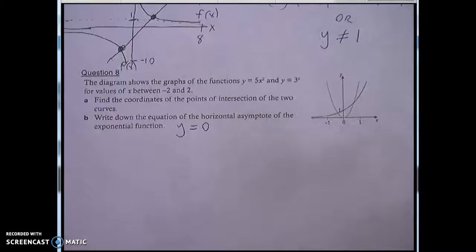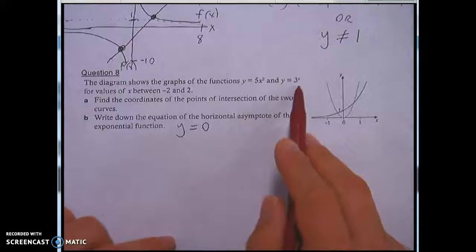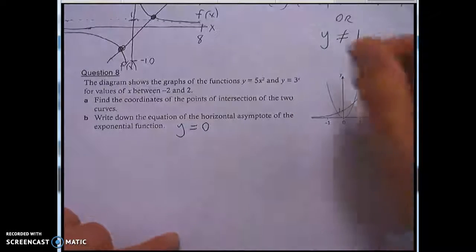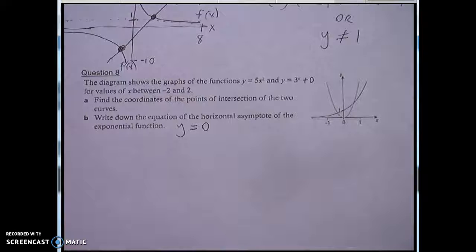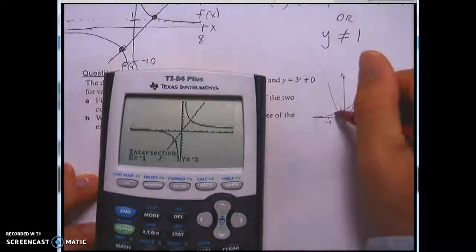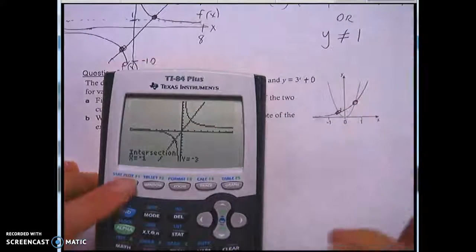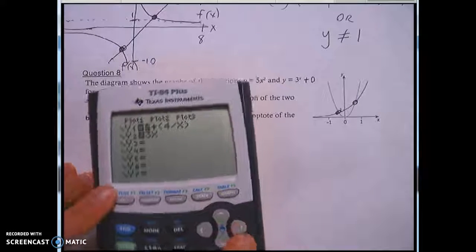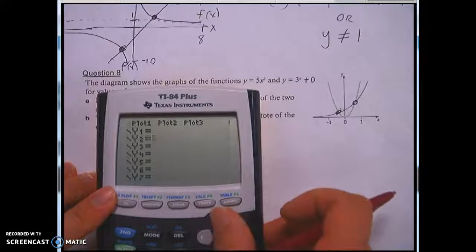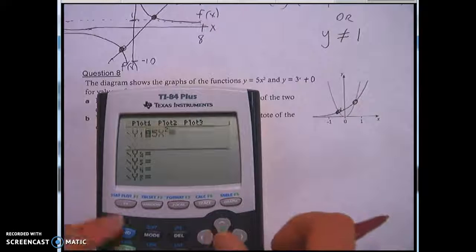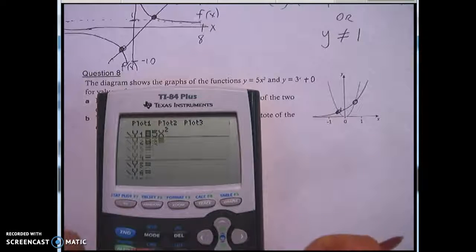And you can verify that from the equation of the exponential. It says 3 to the power of x, but what it really says is 3 to the power of x plus 0. So that means my horizontal asymptote is y equals 0. Now for part A, see where these things cross? It looks like it crosses once, twice. But I want to let the calculator do all the heavy lifting, so I'm going to go ahead and type both these functions into y equals. And the first one is 5x squared, the second one is 3 to the power of x.